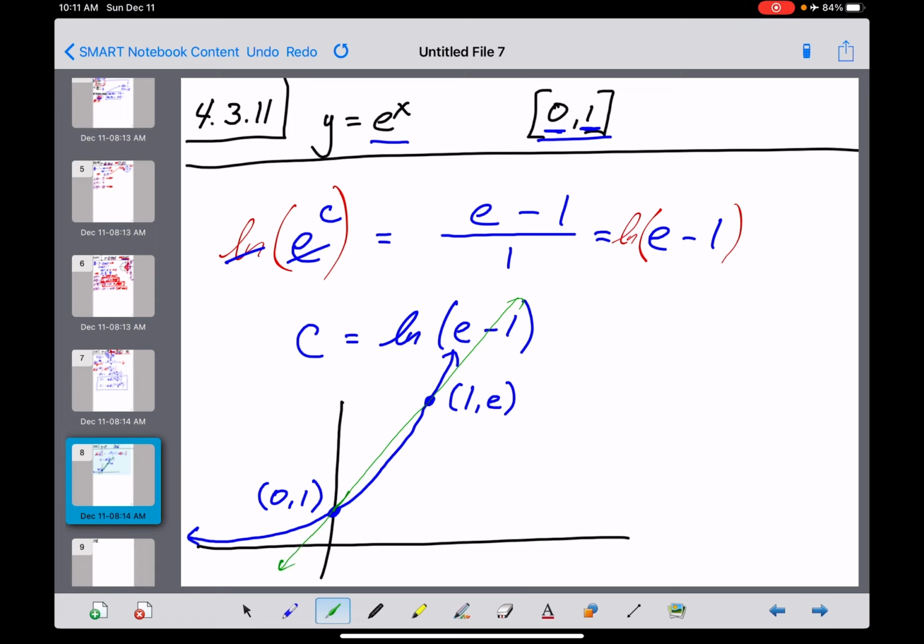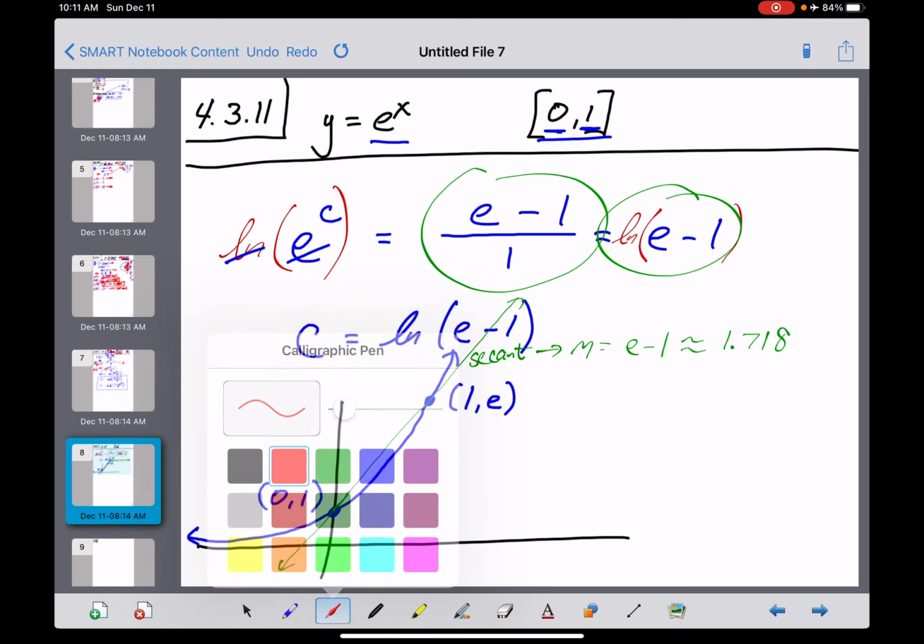And what do we know about that, guys? That line in green there is our secant, and the slope of that secant is what we got from the right-hand side of this equation, which was e minus 1. Now remember that e is 2.718, so this is about 1.718. And that seems somewhat reasonable for the graph that I came up with, even though I'm drawing this by hand, so I don't want to draw too many conclusions from that.